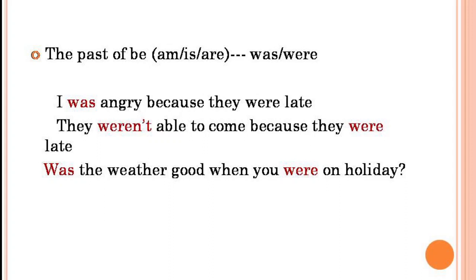The past of the verb be, helping verb be. The different forms of be are am, is, are. The past tense of am and is is was. I am, I was. She is, she was. Are is the plural form. They are, past tense is they were. I was angry because they were late. They weren't able to come because they were late. Was the weather good when you were on holiday?